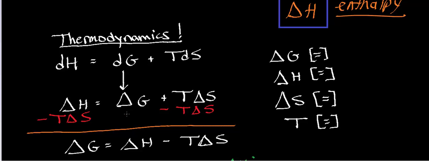Now, if I want it in terms of Gibbs free energy, I need to solve for Gibbs free energy, which is delta G. So I'm going to subtract T delta S from both sides. That's going to cancel it over here, and over on this side, I get delta H minus T delta S is equal to delta G. Now, what's the importance of this form of the equation right there?